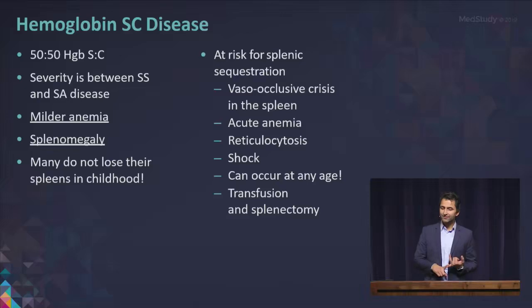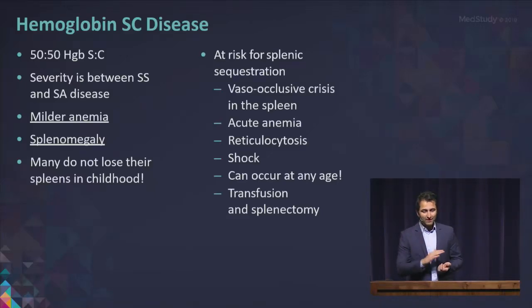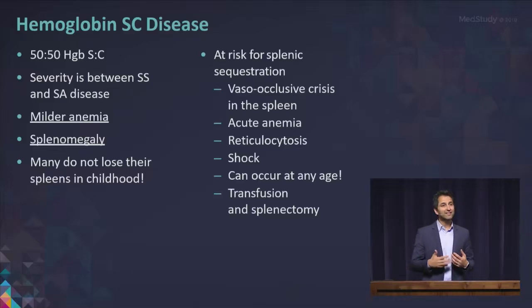Hemoglobin SC disease is where you have one hemoglobin S and one hemoglobin C. It's intermediate in severity. It's not as bad as SS, but it's not as good as AS, which was trait. It's sort of in the middle. So the anemia tends to be milder. The pain crises tend to be less severe and less frequent. And these patients do not autoinfarct their spleen. They actually keep their spleen and it enlarges like it does in many hemolytic anemias.